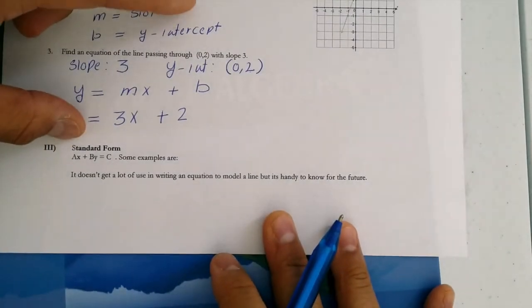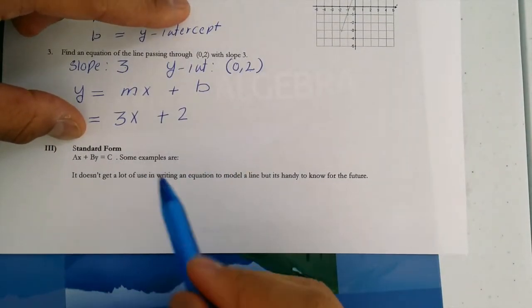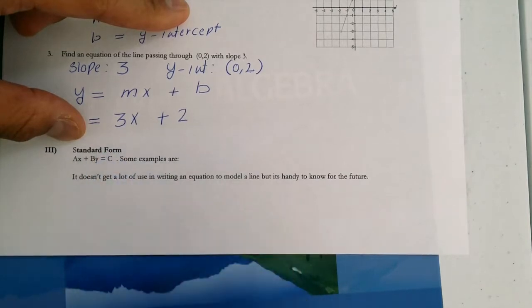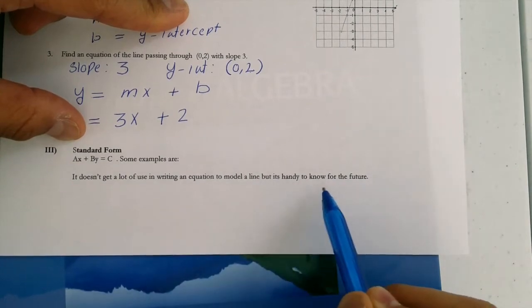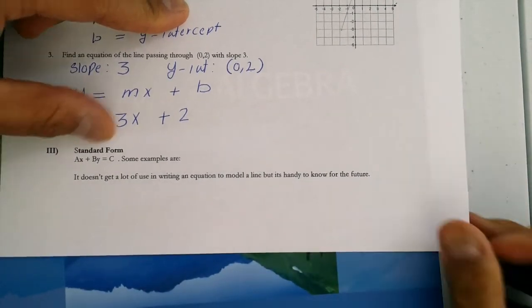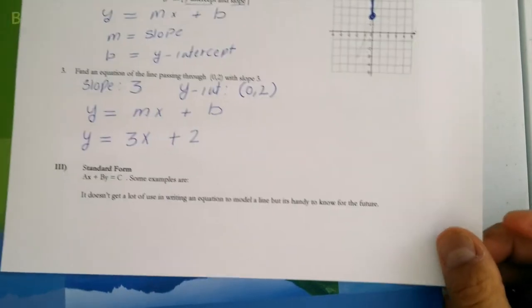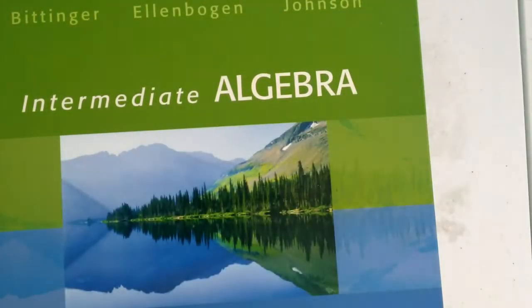Standard form is the last form that describes an equation. Standard form is not commonly used to write an equation. There are times that you might be asked to write it in standard form. It doesn't get used a lot in writing an equation to model a line, but it is handy to know for future reference, such as when we get into solving systems of equations.